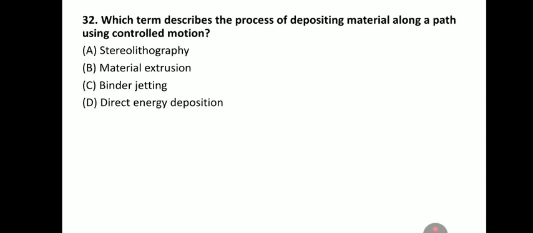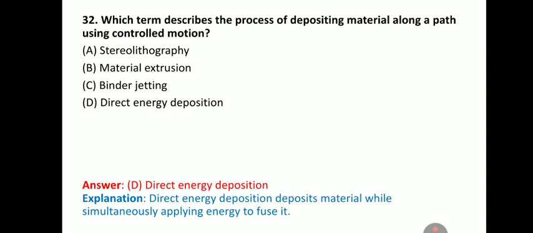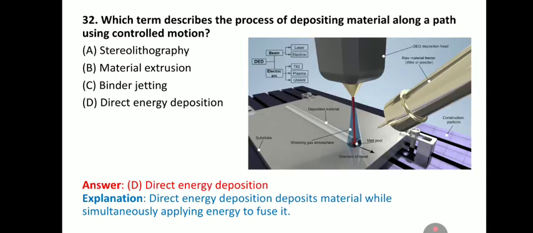Next question, which term describes the process of depositing material along a path using controlled motion? The answer is direct energy deposition. So this is direct energy deposition, where the material is in the form of wire and it is then deposited with the help of a direct energy source, which is in the form of electric arc or beam.